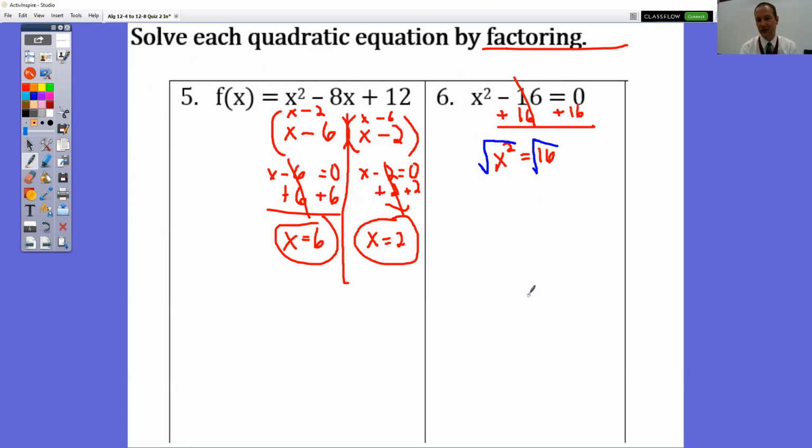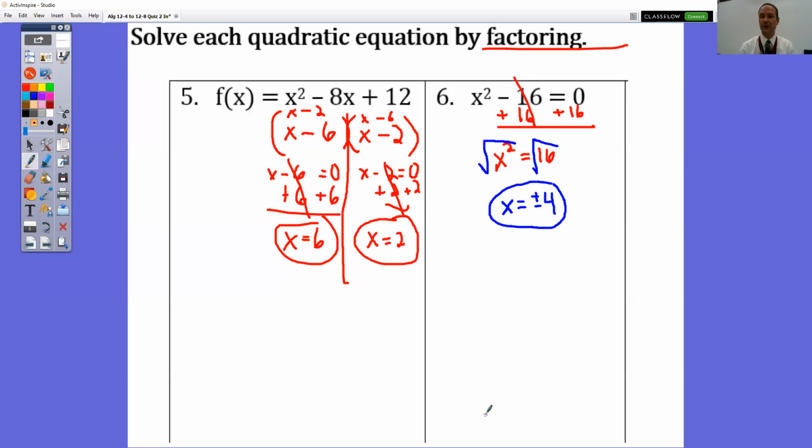So then you take the square root. 16 is a perfect square. So the square root of x squared is just x. The square root of 16, be very careful here. This is one of the spots where you're going to make a mistake on your quiz. Don't forget that that is plus or minus 4. If you just put 4, you're only putting one of the two answers, because your two answers are really 4 and negative 4. So be very, very careful there.